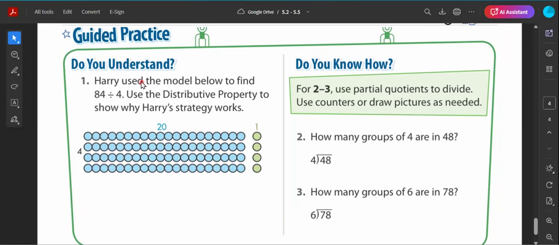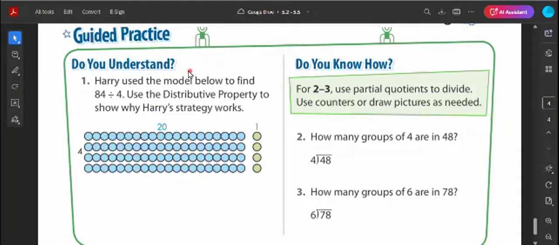For our guided practice, it says Harry used the model below to find 84 divided by 4. Use the distributive property to show why Harry's strategy works. So here, when we look at 84 divided by 4, we know that these are groups of 20. And so 20 plus 20 is 40, plus another 20 is 60, plus another 20 is 80, and then there's 4 more. And so we know that these are 4 groups of 20, and then another group that just has 1 right here. So looking here, we can see that there are 4 groups, and that's how we're dividing it into 4 groups. And so now there's 21 in each group.